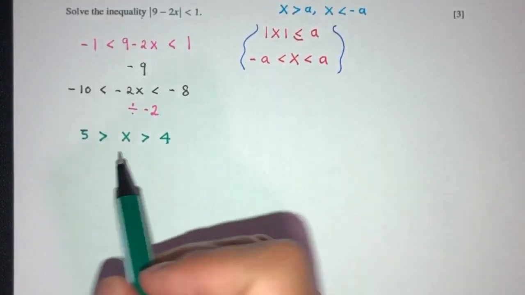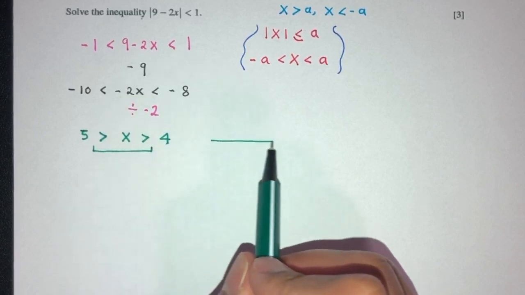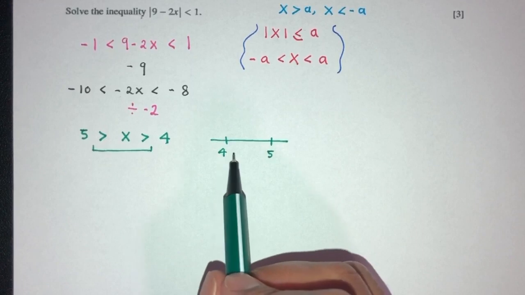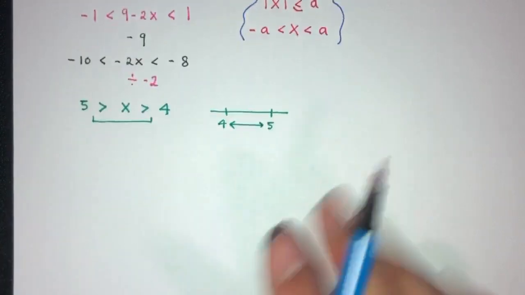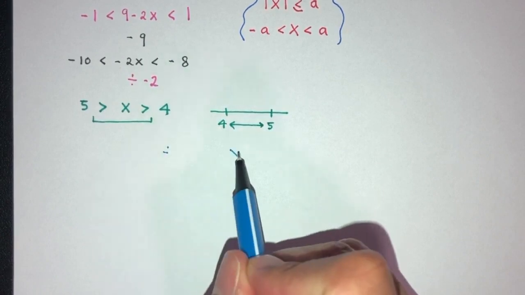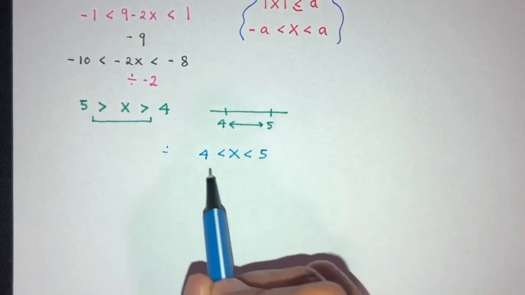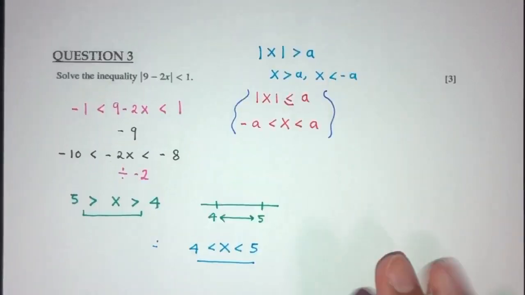Now obviously it just means that x is between those two values. According to the number line, 4 is here and 5 is here, so x is between those two. Let me rewrite this down. Finally, you will have x between the values of 4 and 5. And this is your answer for question number 3. The main point is we have to know how to use this one.